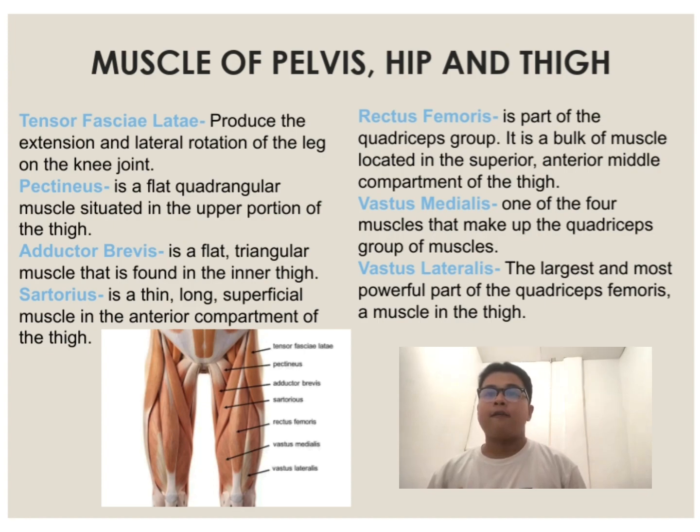Next is the rectus femoris. It's a part of the quadriceps group. It is a bulky muscle located in the superior, anterior, middle compartment of the thigh. Vastus medialis, one of the four muscles that make up the quadriceps group of muscles. Vastus lateralis, the largest and most powerful part of the quadriceps femoris muscle in the thigh.